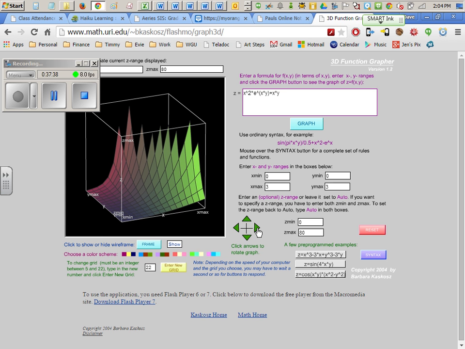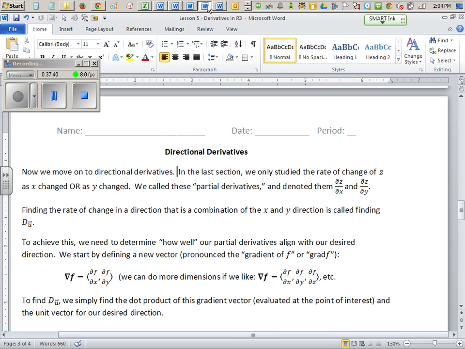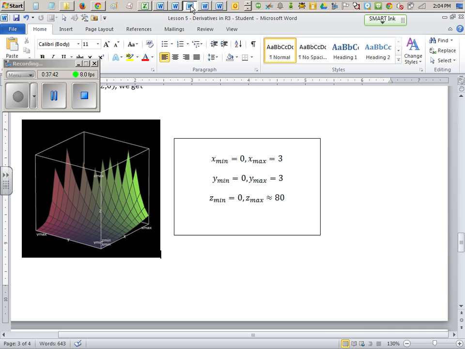Okay, so let's go back to our notes now. Please understand that this is x equals 0 right here, and this is x equals 3 right here. You should label that. This is also y equals 0, and this is y equals 3 over here. And the z ranges from about 0 to 80. It took me a while to figure that out. But the z isn't that important.